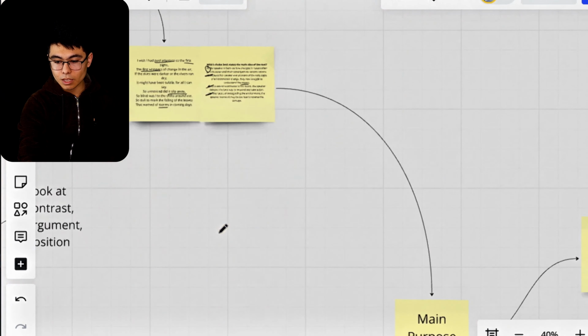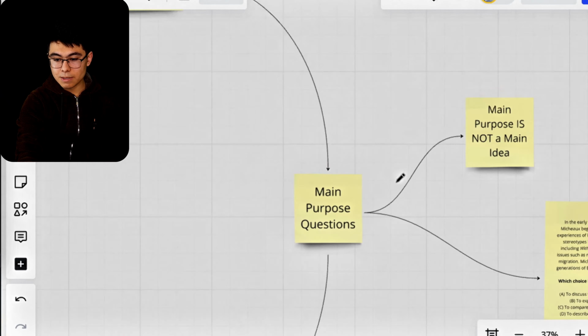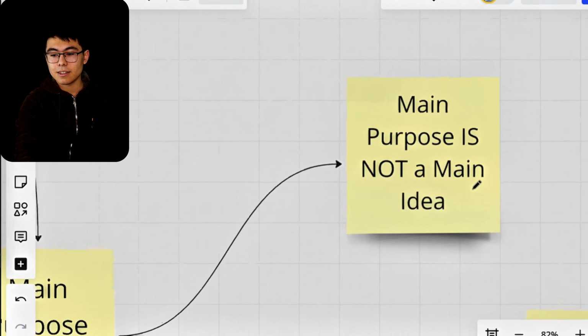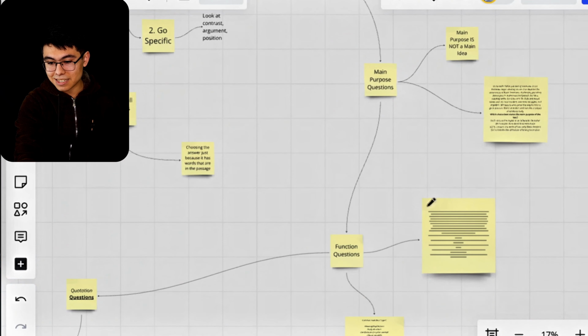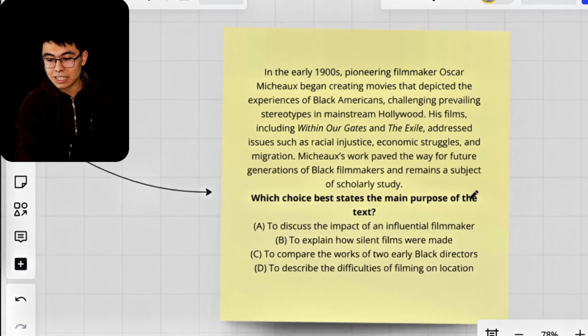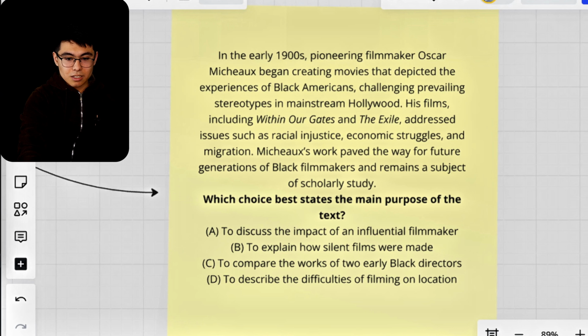Now let's move on to the next question type, which is main purpose. Something that I should tell you is that main purpose is not a main idea. So that is something that you should definitely understand. And here we have a question that I've created, and you can pause the video now. You can solve it. So now, they're asking for the main purpose.